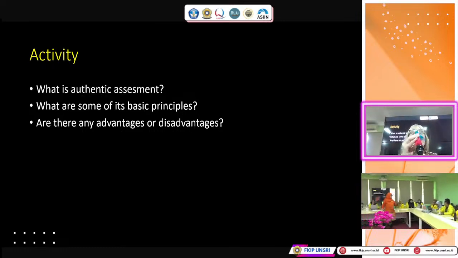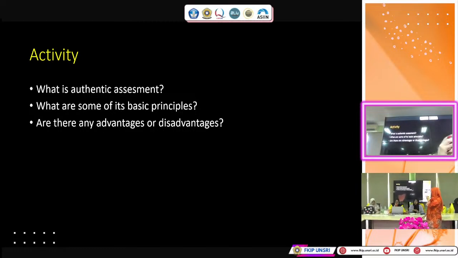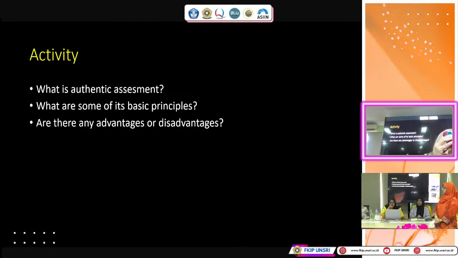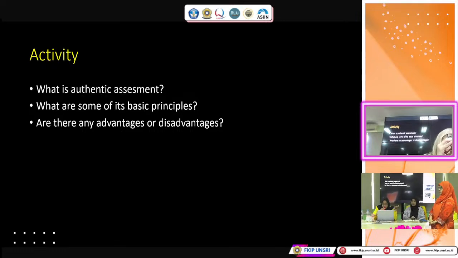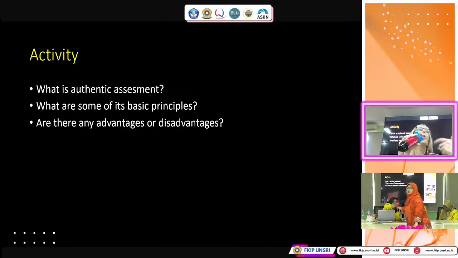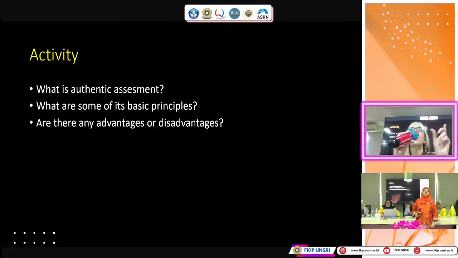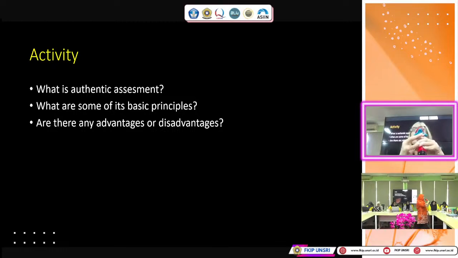Okay, I think authentic assessment is a tool that evaluates a student's ability to demonstrate understanding of core learning objectives in a real-world context. Yes, good. Real-world context and then knowledge, but also skills. I think both of them should work hand in hand. Yes, good. The one in the back, there was one.